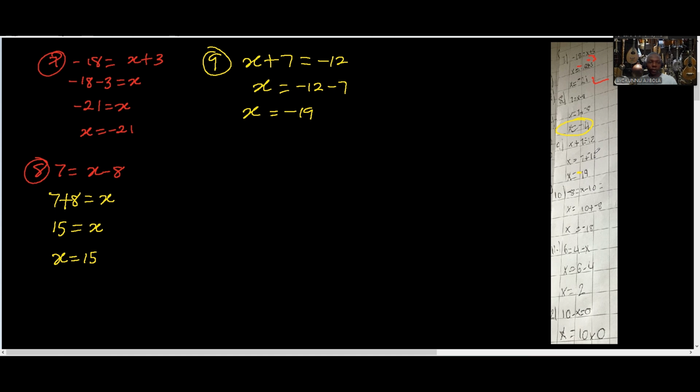But the step is the only thing. If this is objective, you get a full mark. But if it's theory, you lose some mark based on the step. Please take note of that, okay?